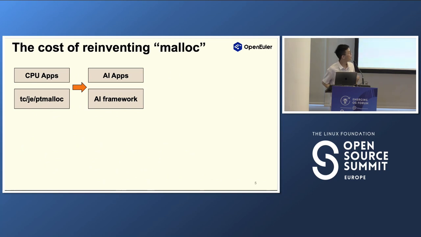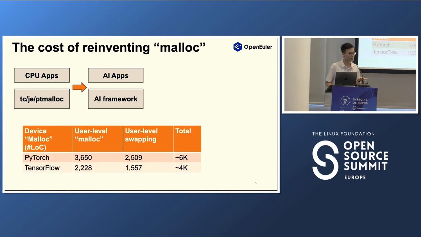If we dig a little bit deeper, we can see the cost of reinventing the malloc library. By malloc library here, I mean that typically we can use TCMalloc from Google, jemalloc from Facebook, or ptmalloc from glibc. We can use all of these malloc libraries for CPU applications. But when it comes to AI frameworks, the underlying memory service cannot be provided by the operating system. So PyTorch and TensorFlow have to implement their own library, and they spend around 4,000 to 6,000 lines of code.